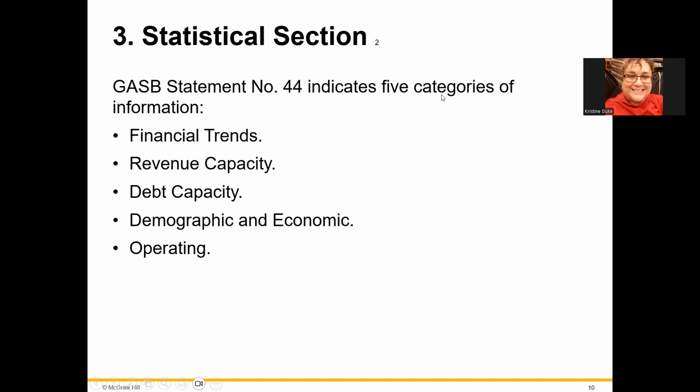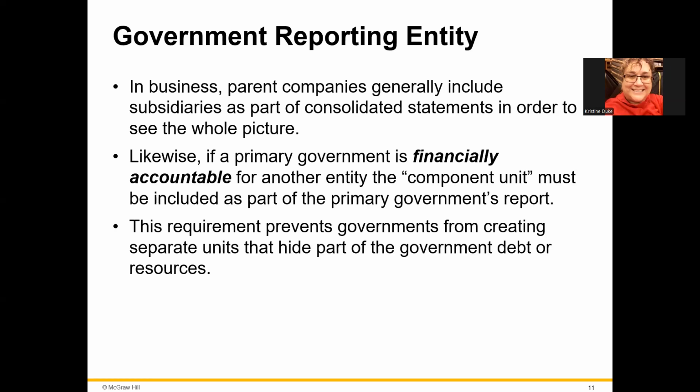Again, more statistics. Indicates 5 categories of information: your financial trends, your revenue capacity, debt capacity, demographic and economic, and operating. So what's going to happen with the revenue capacity and the debt capacity? For the debt capacity, there has got to be a financial threshold, and it needs to be identified as if there's any room. Let's say that my debt capacity is 90% of my revenue. I don't know, I'm making something up. We need to make sure we don't go past that 90% of revenue, whatever that dollar amount may be.